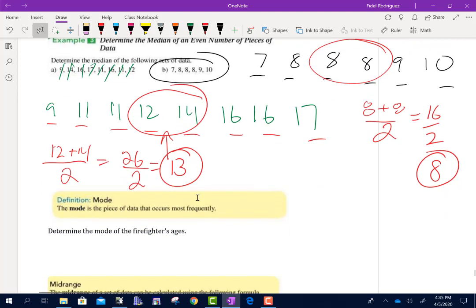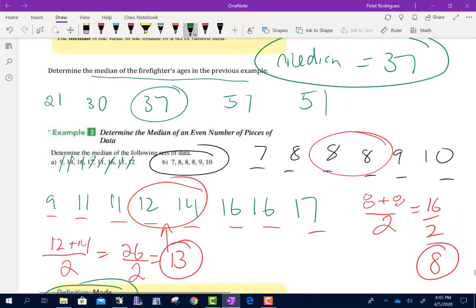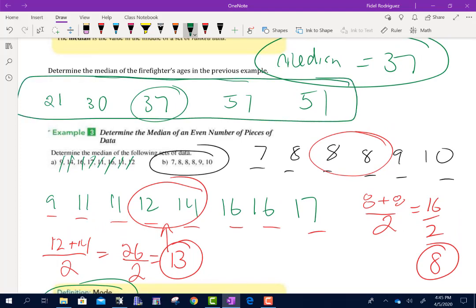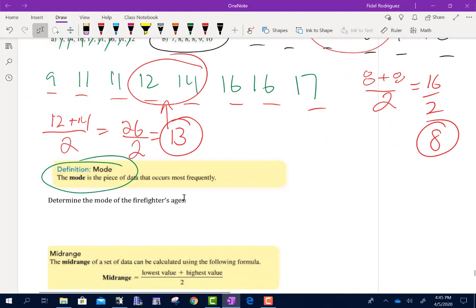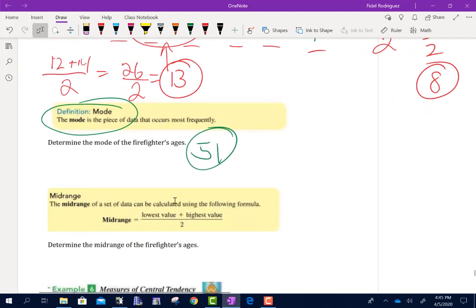Okay. All right, another thing we had talked about back in 7.3 was the mode. So it says determine the mode of the firefighters' ages. So guys, here were the firefighters' ages, right? Which was the number that occurred the most? Well, the number 51, right? 51 is the one, okay?